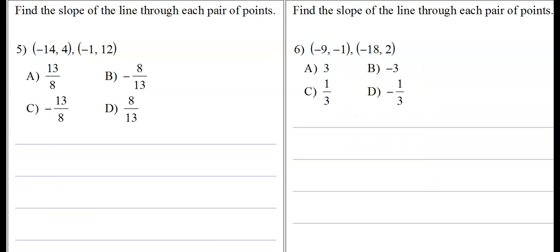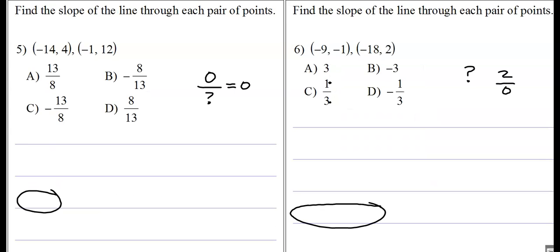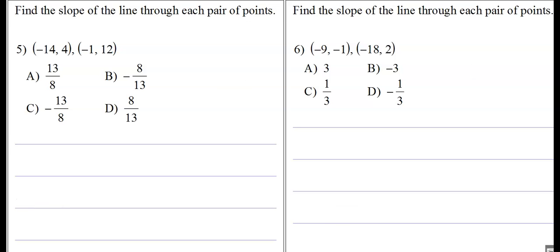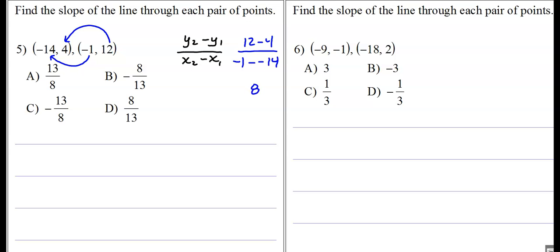All right, 5 and 6. Find the slope through a pair of points. So you got a few options. You could graph this, which I wouldn't really recommend. Probably easiest to just use the slope formula. So finding slope when given the points, sometimes the formula is pretty good. So you could go 12 subtract 4. Be sure to put change in y's on top and the x's on bottom. You get -1 minus a -14, which ends up being 8 over 13. So the correct answer is D.